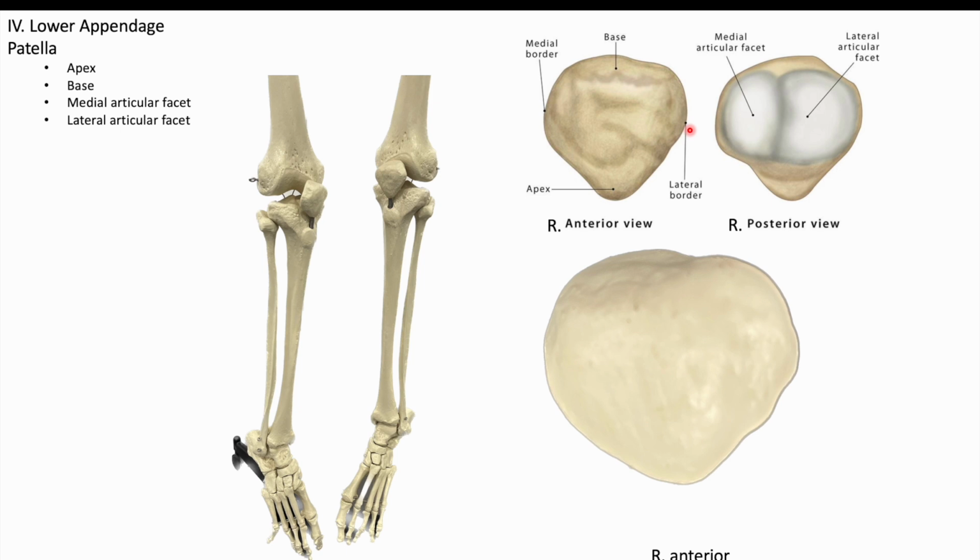And if you want to know more about this in detail, there are the lateral condyle of the femur and the medial condyle of the femur. They are going to articulate with the medial and lateral articular facets right here in the patella.